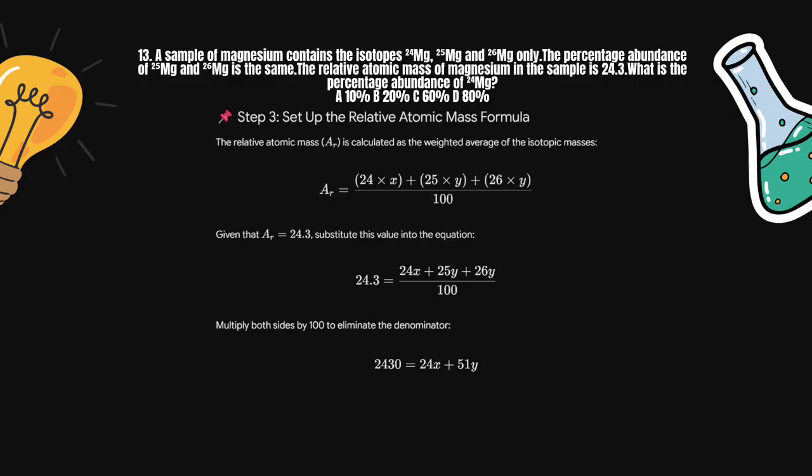Step 3. Now we set up our relative atomic mass formula. The average atomic mass is calculated by multiplying each isotope's mass by its abundance, adding them up and dividing by 100. Substituting our values gives us 24.3 equals (24x plus 25y plus 26y) over 100. To clear the fraction, we multiply both sides by 100, which simplifies nicely to 2430 equals 24x plus 51y.